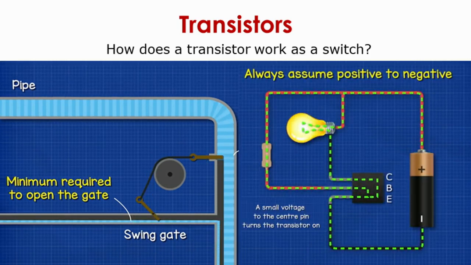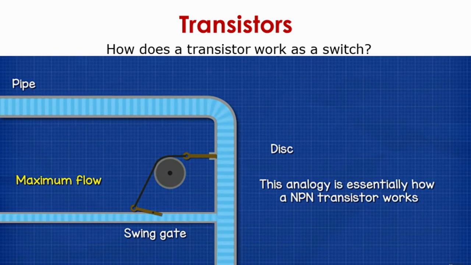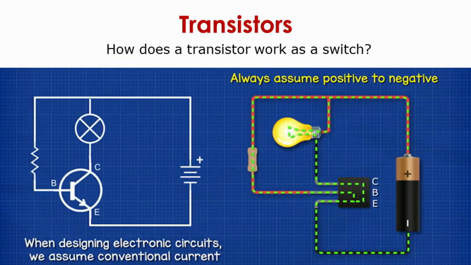When there is minimum water through that pipe, the swing gate will open the disc and the water will flow. Likewise, it needs a minimum current through the base. Only then will the current flow from C to E in the transistor, collector to emitter. So the base acts as the gate in the water pipe. When there is a maximum flow because of the movement of the swing gate, the water will flow. This analogy is applicable to the NPN transistor. In the circuit diagram, when there is a minimum triggering current to the base, current will flow from collector to emitter, so the circuit will work.